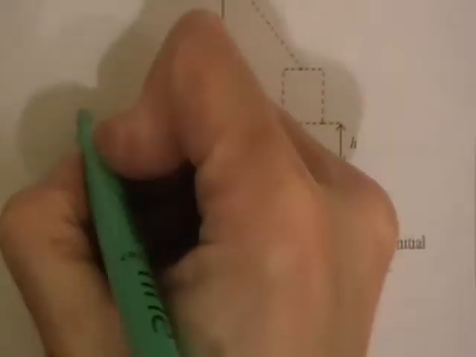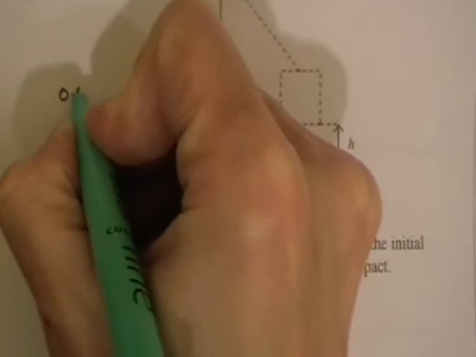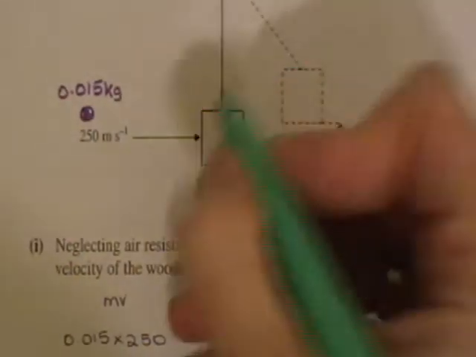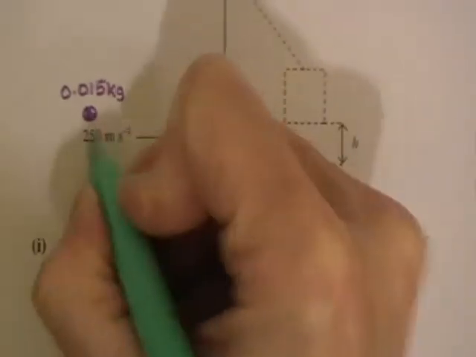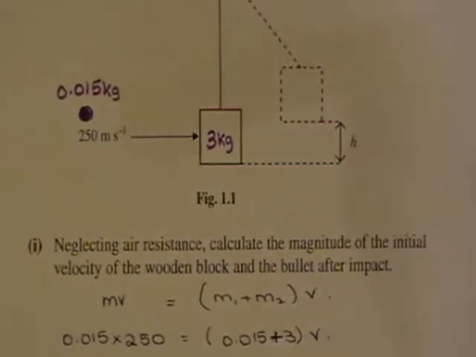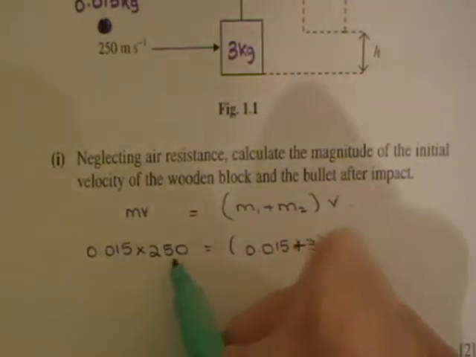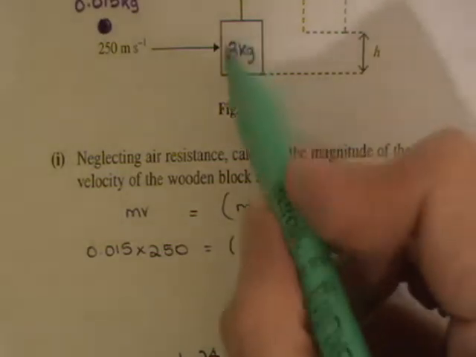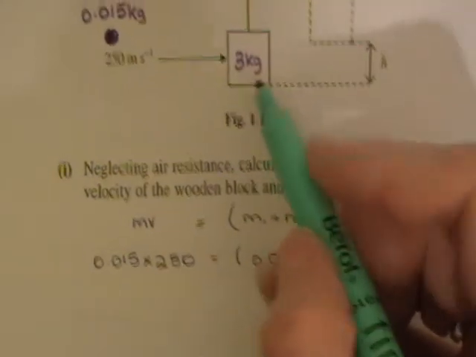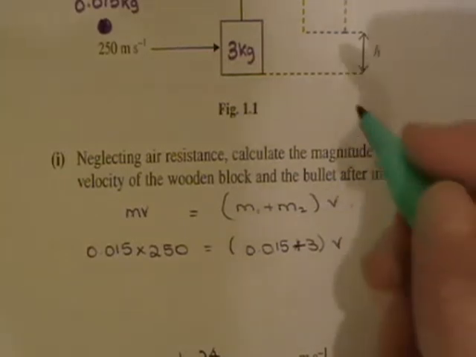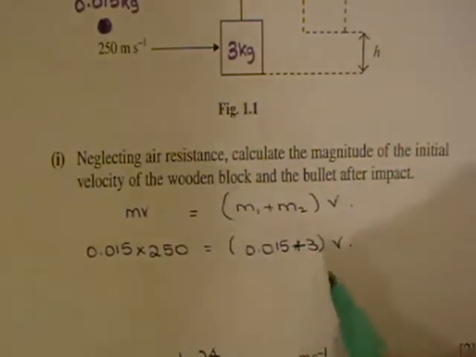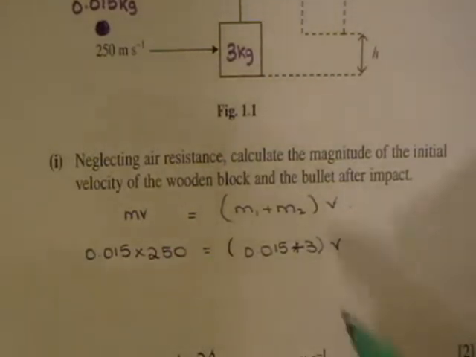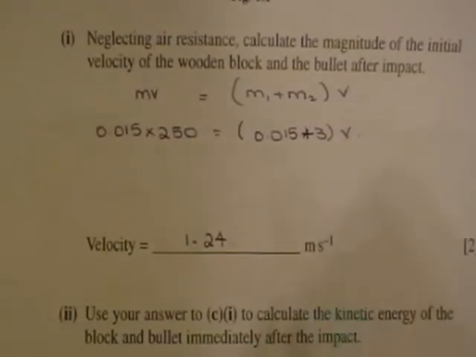So if I just put in there, the bullet has got a mass of 0.015 kilograms, and it's hitting the block of wood which has got a mass of 3 kilograms initially at rest. So the initial momentum then, mv, is 0.015 by 250, that's the momentum of the bullet, and that's going to be equal to the total mass, which is 3 plus now the bullet embedded, which gives you 3.015, times this common velocity, and the common velocity then comes out to be 1.24 ms^-1.